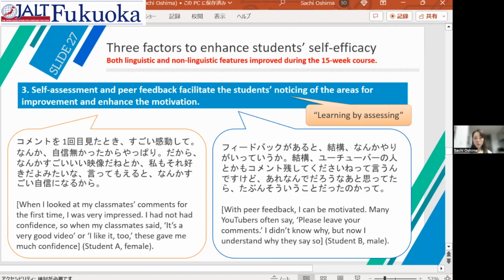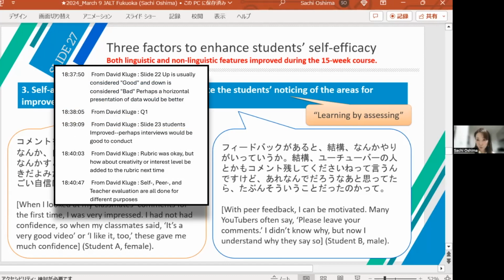So not only the self-assessment, but the peer assessment gave the students motivation and self-efficacy. That was the third point. Thank you very much for your comment on the chat.